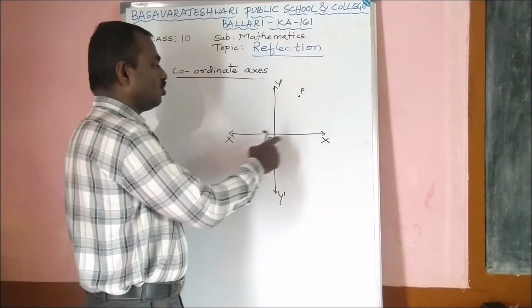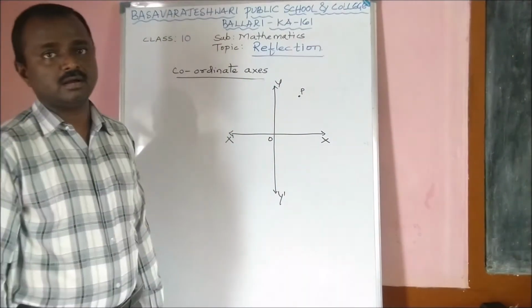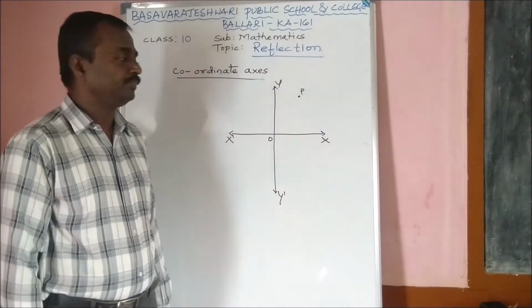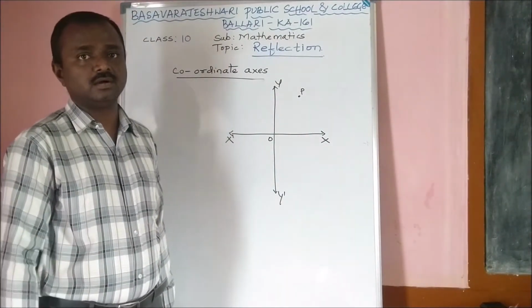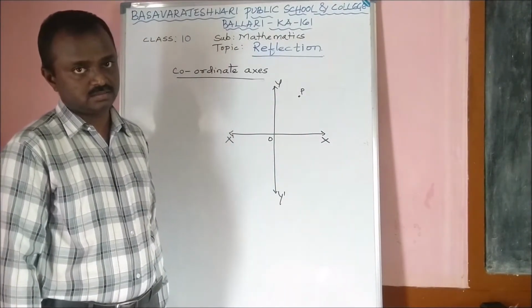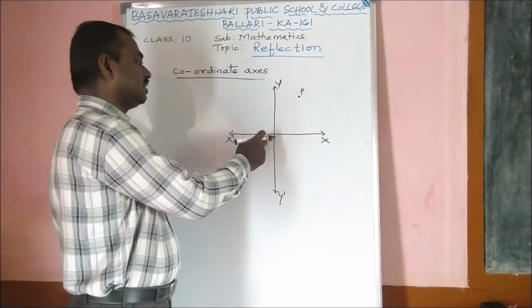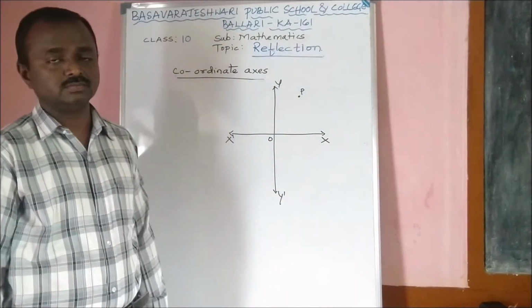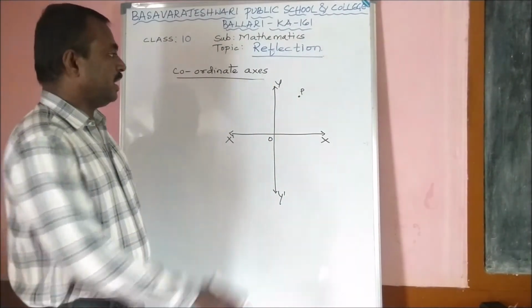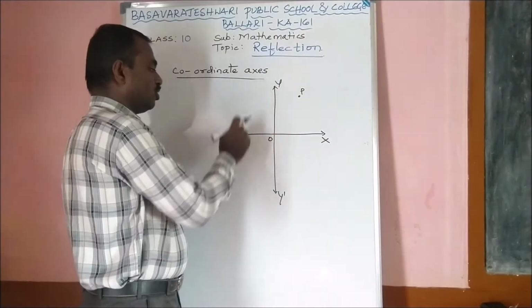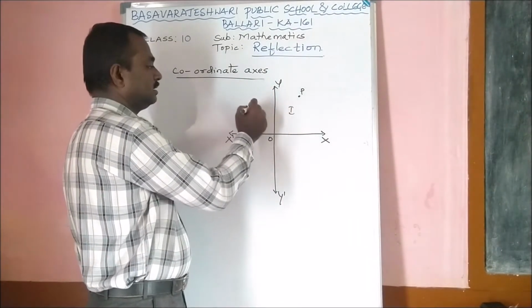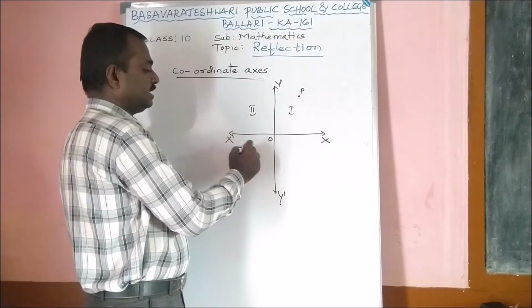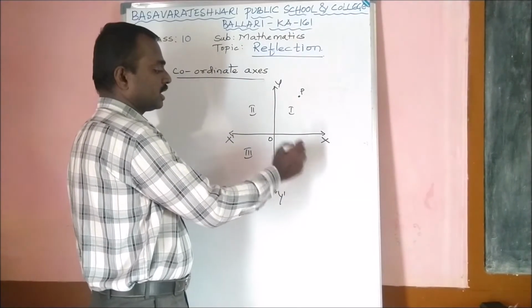X dash O x is a line called x-axis. Y O y dash is a line called y-axis. They will intersect at origin, that is called O. It is divided into four parts: first quadrant, second quadrant, third quadrant, fourth quadrant.